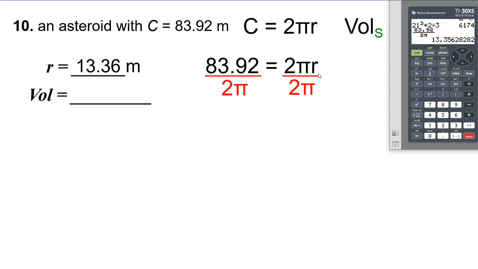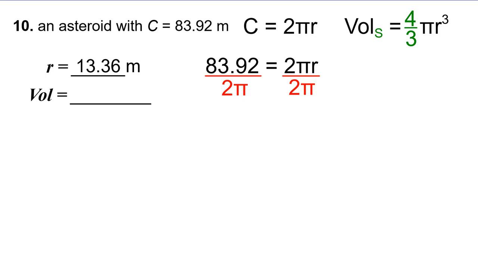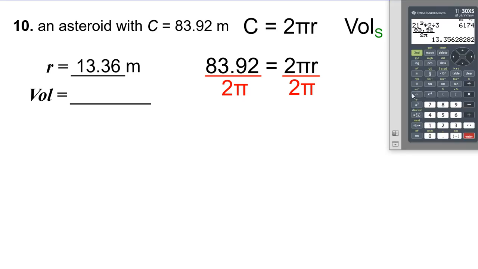Then to find the volume, once I have the radius, this is an asteroid, so we're talking about a sphere, the whole 4/3, right? Not just 2/3, not half. So I want to take the radius and cube it first, so caret to the 3rd power. And notice the previous answer, I'm not just using the 13.36, I'm using the entire previous answer, which is really this value here. So all the precision in the calculator.